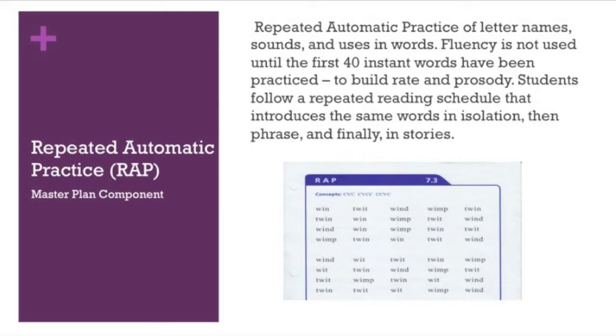Repeated automatic practice is also done daily. This is very good, especially for students that have poor rapid naming in the phonological processor. We don't do fluency until after lesson 35, but this helps our students get ready for that automaticity in reading fluency.